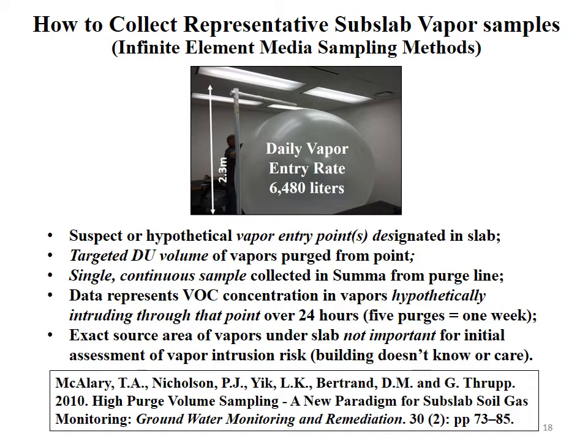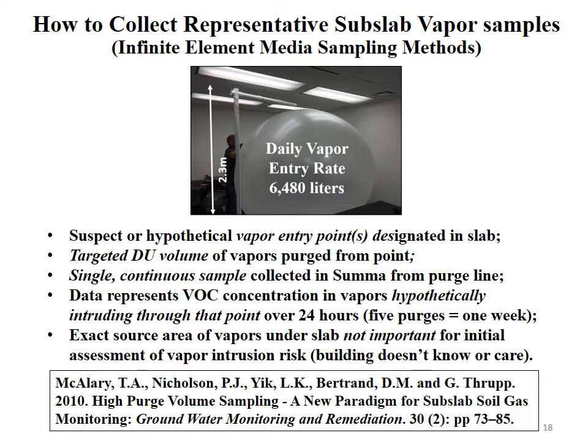Well, that's going to be a big sample. Obviously, you can't send that to the laboratory. In this case, you would collect a continuous sample and assume a canister that's connected to the purge train. And now you would get a single sample from the laboratory, and the data represents the mean VOC concentration, the true VOC concentration, in vapors that would hypothetically intrude through that point over 24 hours.